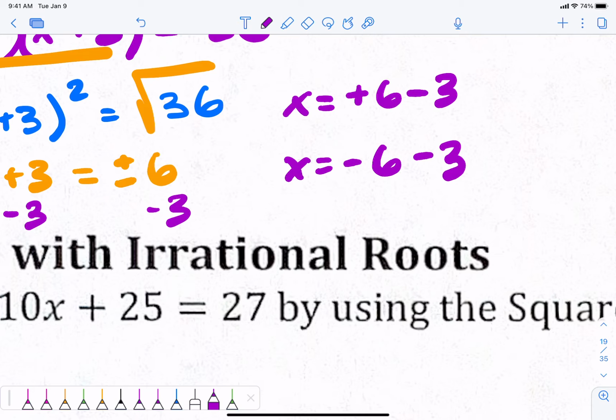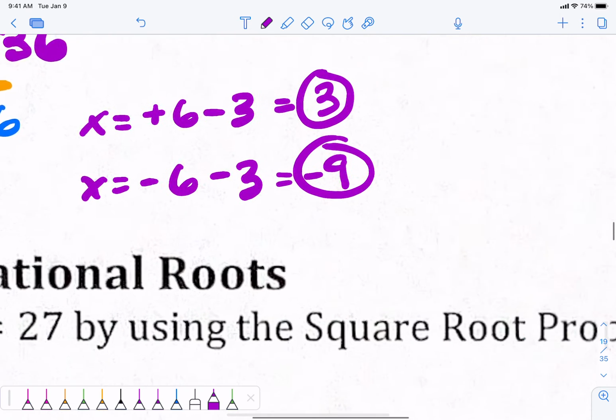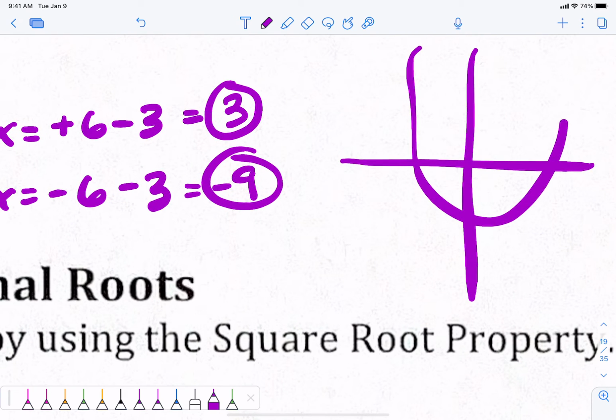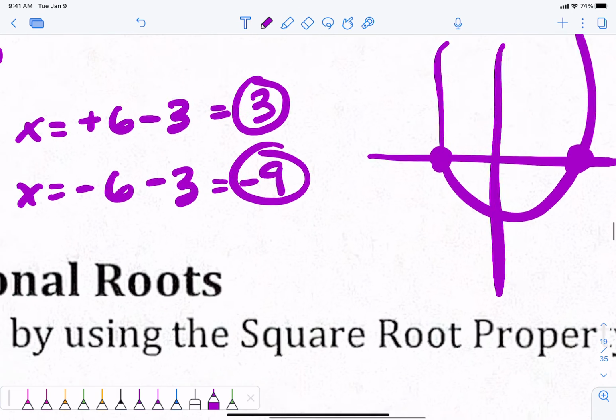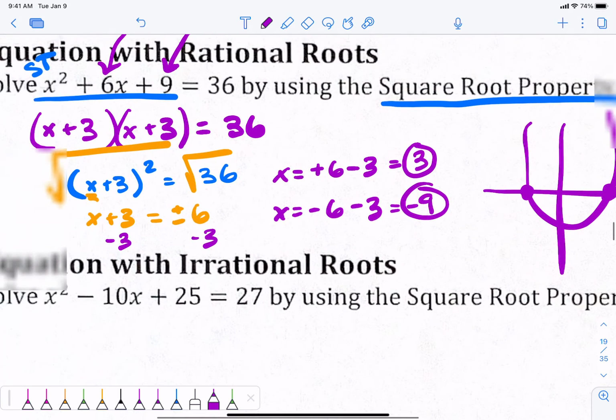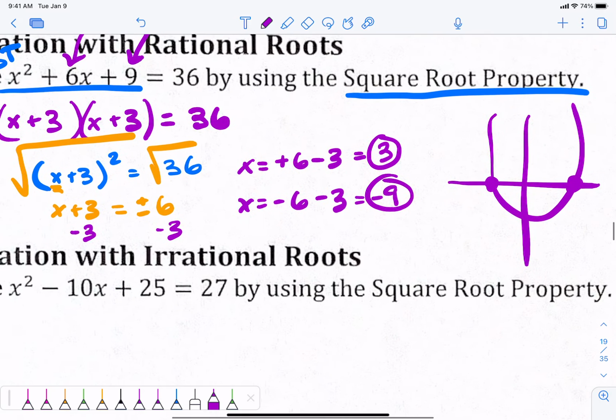What is positive 6 minus 3? 3. And what's negative 6 minus 3? Negative 9. And those are the two places where my parabola is going to cross, right? Positive 3, negative 9, not drawn to scale. But that's what we're finding, those two places. Good? I think your graph is backwards. Yeah, my graph is not very good.